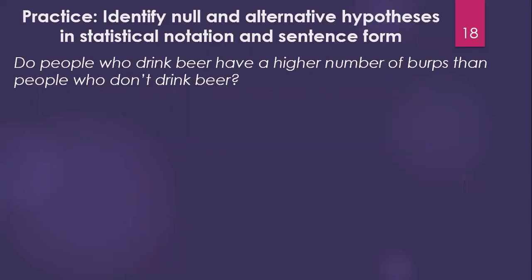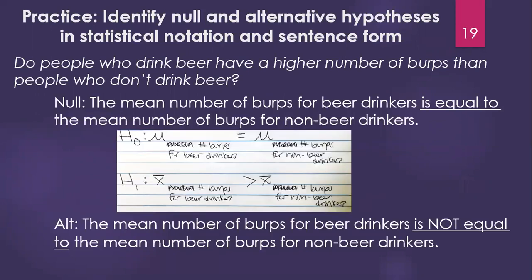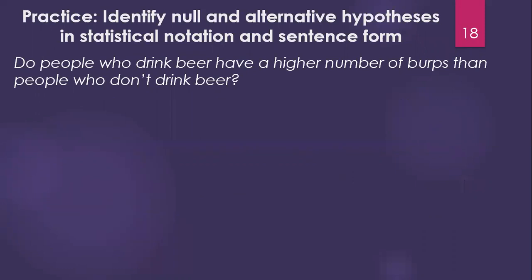I'm going to then talk through some practice problems here. If you want to take a pause and practice this on your own before I give the answers, feel free to do that. I encourage you to do that. This practice asks you to identify the null and alternative hypotheses in both statistical notation and sentence form.